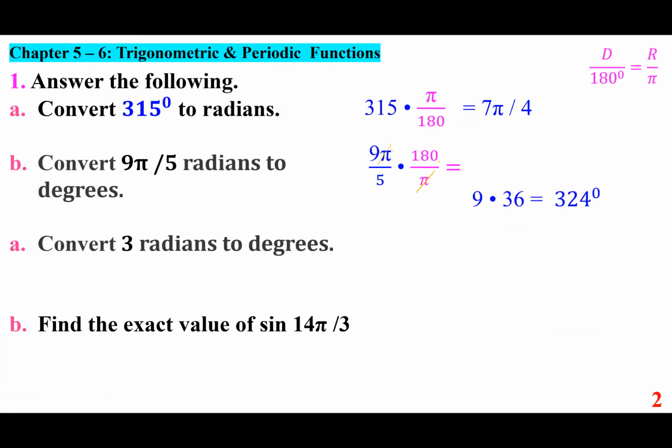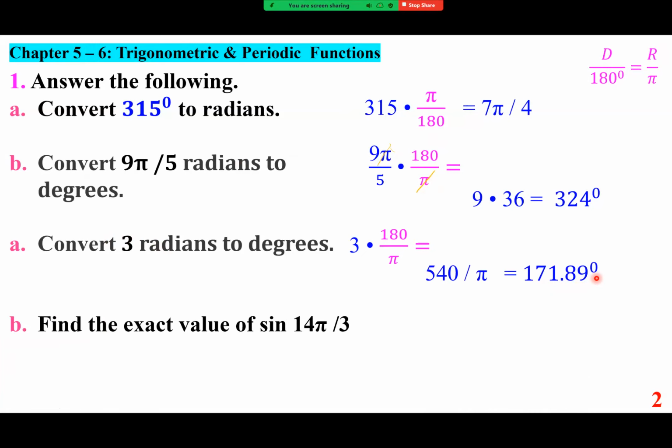Convert 3 radians to degrees. We do the same thing. Again, in this formula, you replace the radians with 3, so you multiply by the same 180 over pi. And that gives you 540 over pi, and if we go with a couple of decimals, 170.89 degrees, about 171 degrees.